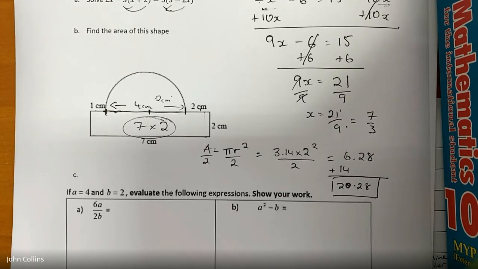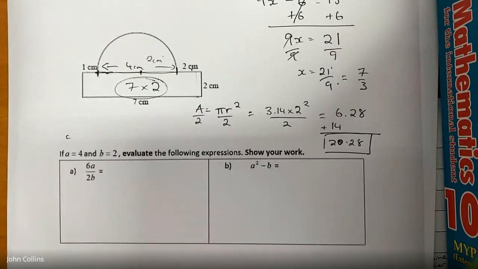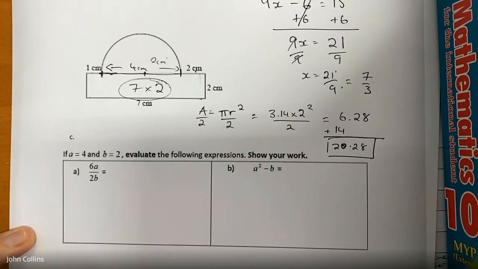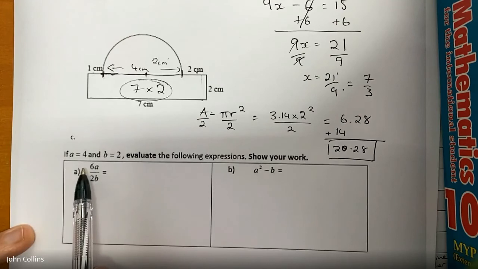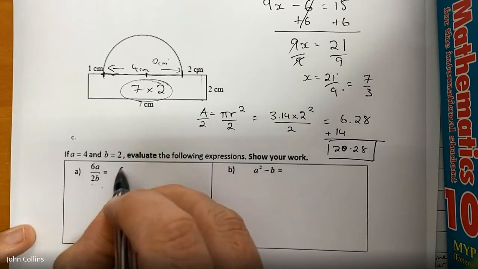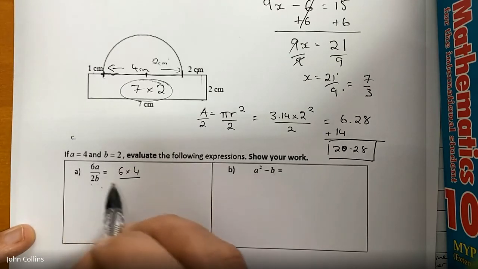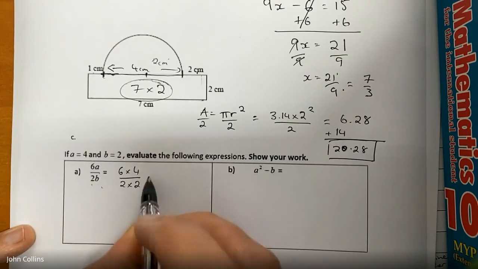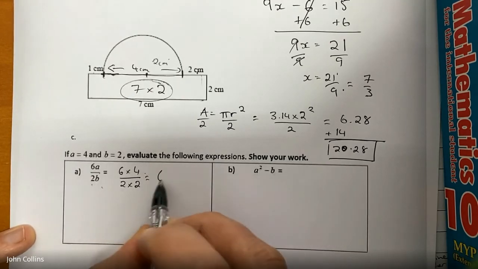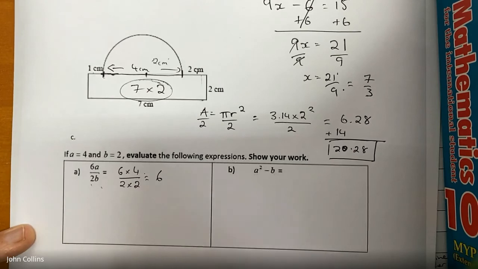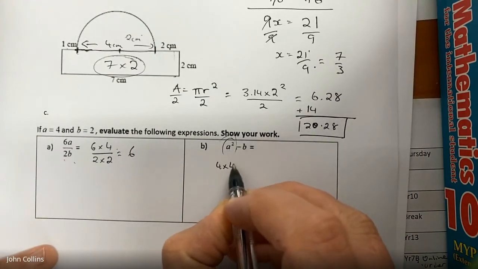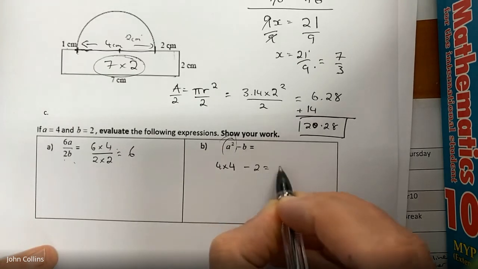Okay, so the last question has 2 answers to it. It is going to be 6 times a divided by 2 times b. 6 times a, well, that's 6 times 4, and 2 times b is 2 times 2. Now you could write that with brackets or like this. I could simplify before I do this. I know the answer is going to be 6 anyway. For part b then, a squared is of course a times a, which is 4 times 4, take away the 2, which is 14.